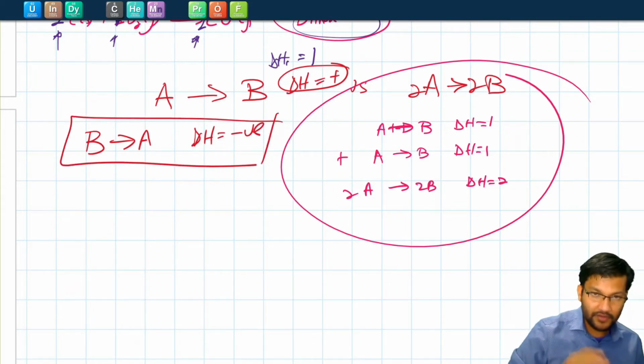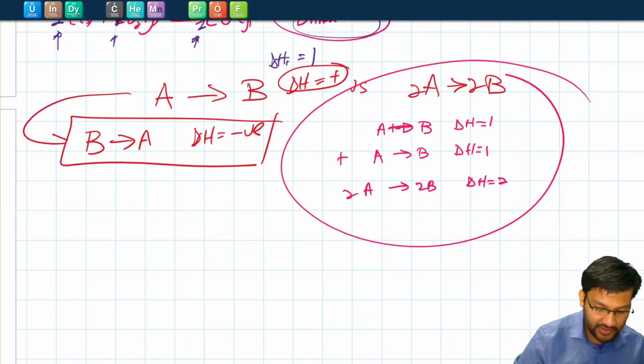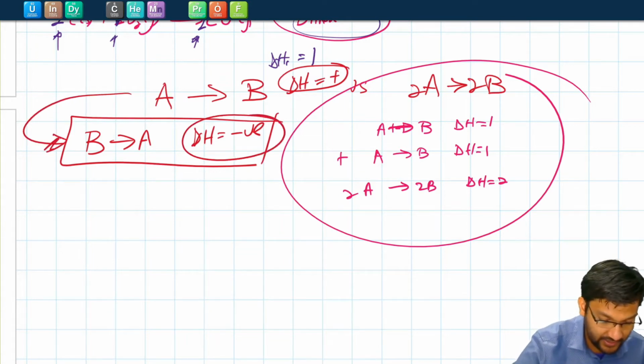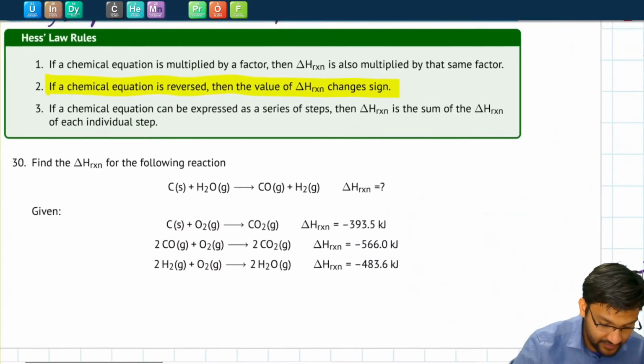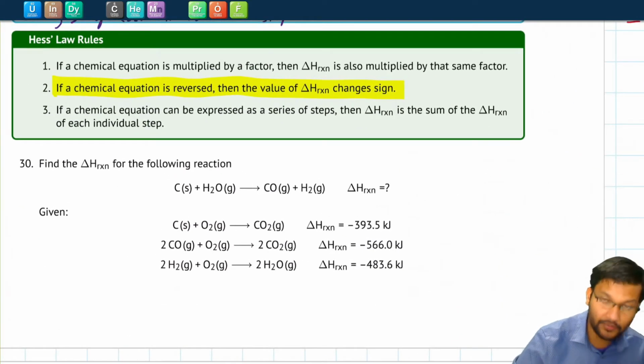So if you're going from A to B versus B to A, if you're reversing the reaction, just change the sign on the delta H. That's what the second rule says. So it doesn't matter the direction of the reaction as long as we keep track of what the direction of the sign is as well.